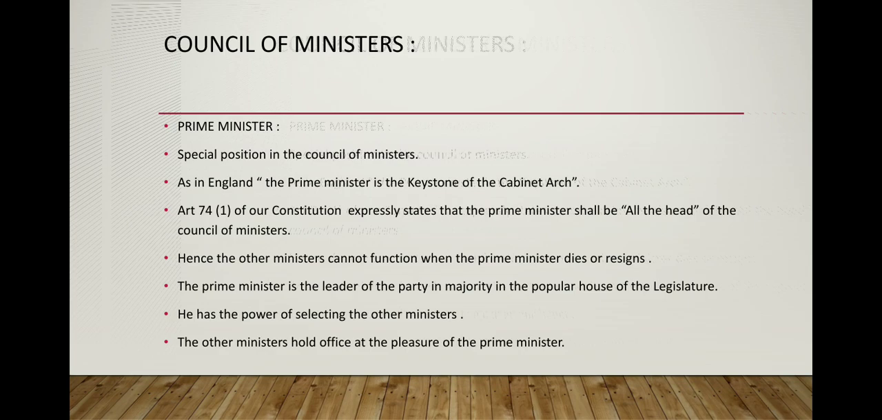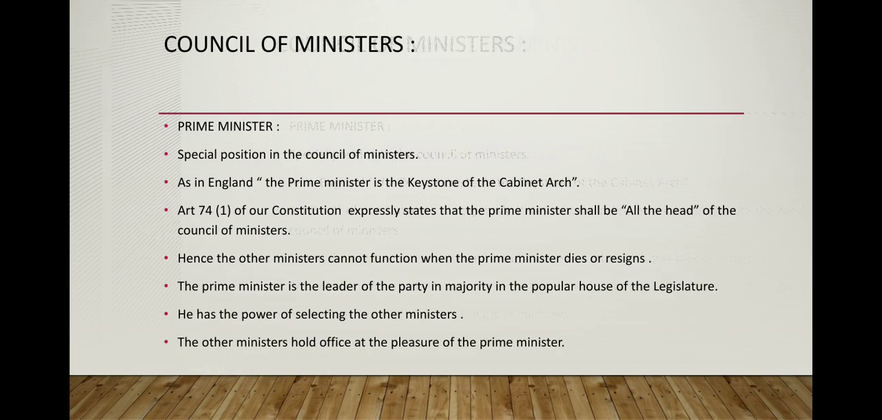Today we discuss a topic, Council of Minister. All of you know very well that in India there are two types of government. One is the central government and the other is the state government. Here, regarding the Council of Minister, we discuss the central government's Council of Minister.